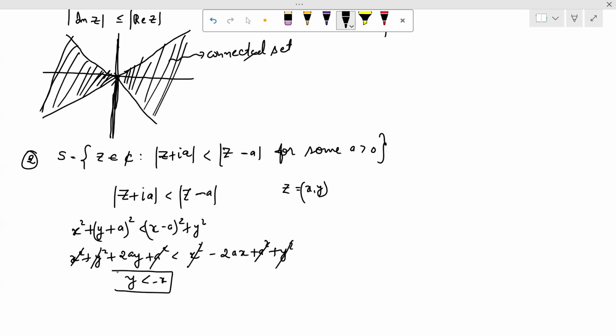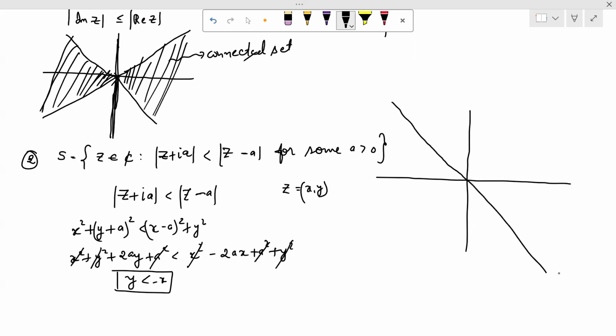Now y less than minus x, this is how you can draw your line y equals minus x. And if you're doing y less than minus x, so this would be your region y less than minus x.